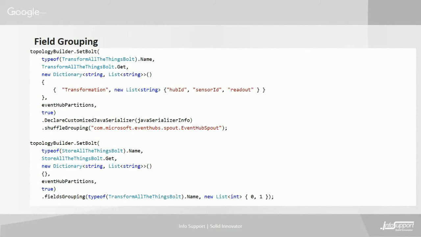So here, let's say I have 16 event hub partitions. That means I have 16 bolts of store-all-the-things running in my topology. And all of the data which is outputted by this bolt will be grouped by hub ID and sensor ID, and each bolt will receive part of the information. But all of the information of the same hub and the same sensor will be in one bolt. That's something you can be sure of.